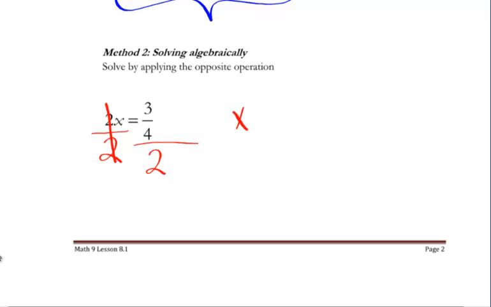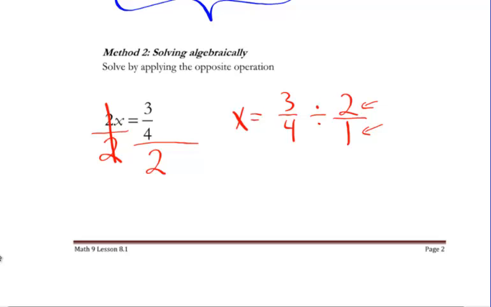So we have x, and I'm just going to rewrite this, is 3/4 divided by 2, and 2 as a fraction is 2 over 1, because any number divided by 1 is itself. So I can rewrite that 2 as a fraction.